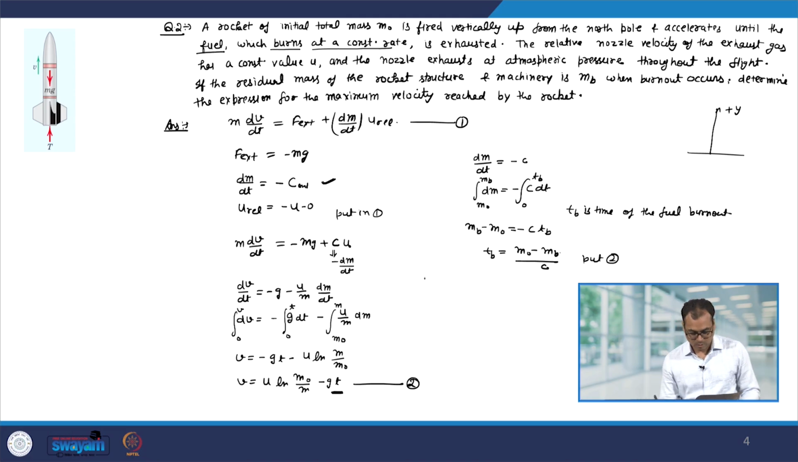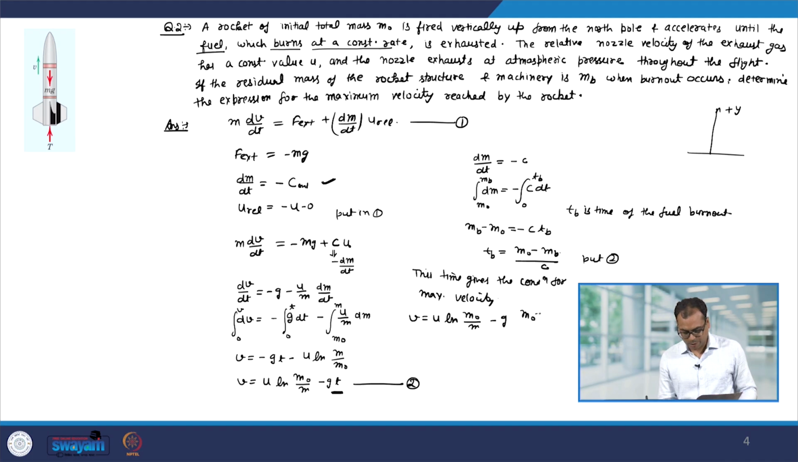So, this time gives the condition for maximum velocity, because that is when the complete burnout happens. So, let us put it in 2. So, we have v equals u ln m naught over m minus g times m naught minus mb over c.